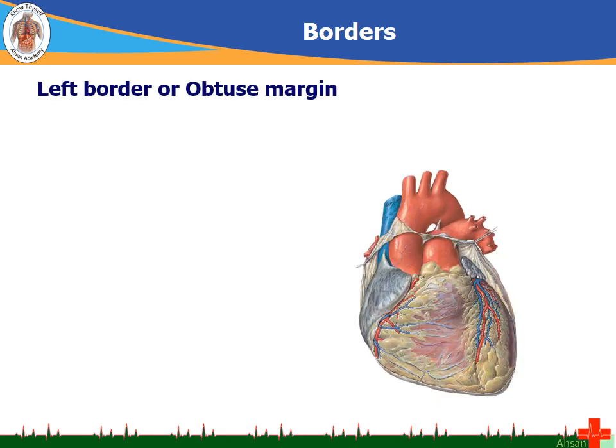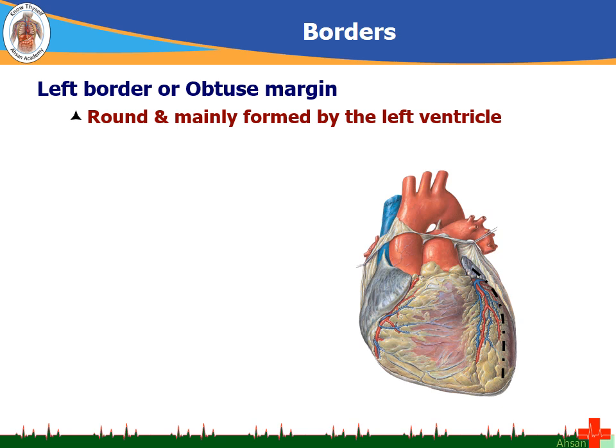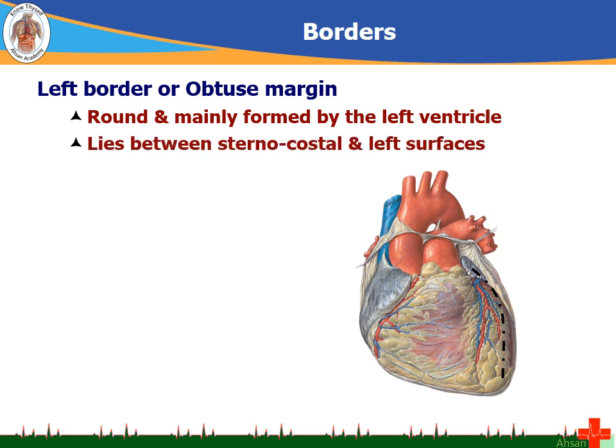The left border is also known as the obtuse border, and it extends from the left auricle to the apex of the heart. It is rounded and mainly formed by the left ventricle. It lies between the sternocostal surface and the left surface. It is convex to the left.